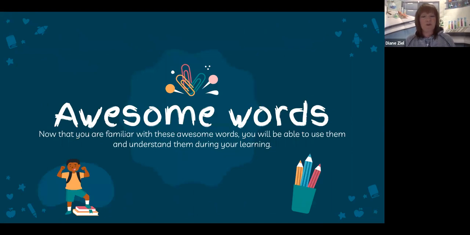These were some awesome words for our first lesson in this unit. Now that you're familiar with these awesome words, you'll be able to use them and understand them during your learning. Keep up the great work, third grade scientists.